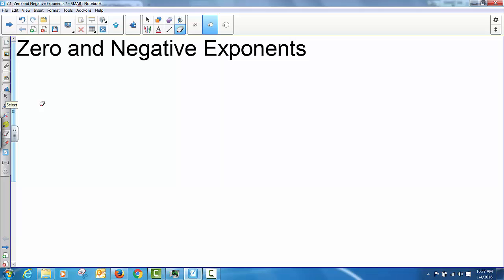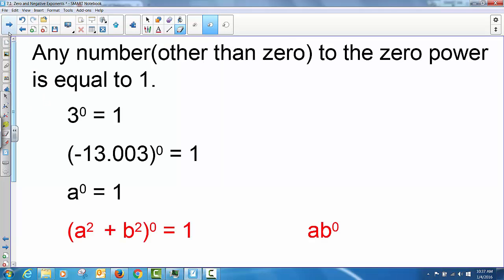Zero and negative exponents. Any number other than 0 to the 0 power is equal to 1. Now, I'm going to explain the why about it to you later on. But right now I need you to accept that any number other than 0 to the 0 power is equal to 1. So whenever we raise 3 to the 0 power, we get 1.